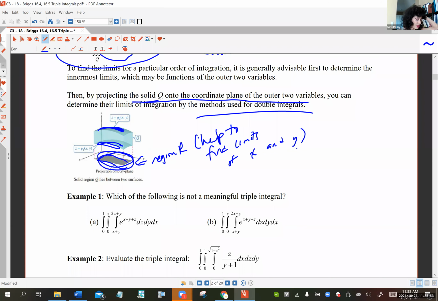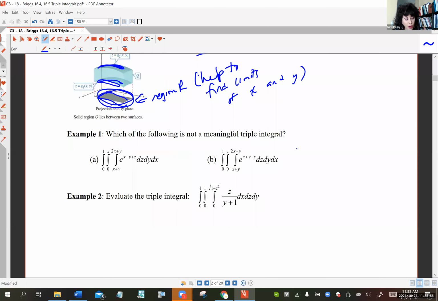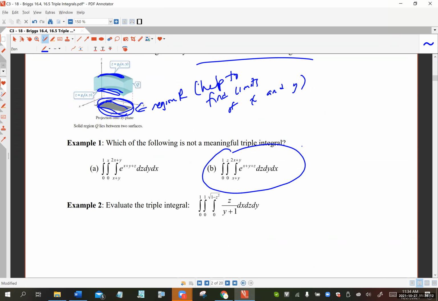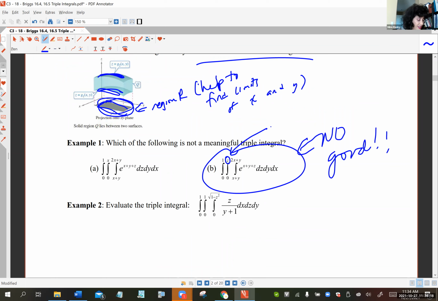Okay, let's do some easy examples to start. Example one: one of these two choices is not an okay triple integral. And why not? Because it's violating one of the rules of putting limits on the integral symbols. Can you see which one is not good? B, correct. Why not? Because Z is on the middle integral. This Z is not okay. That's illegal there. That's bad math.